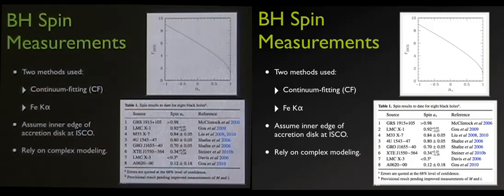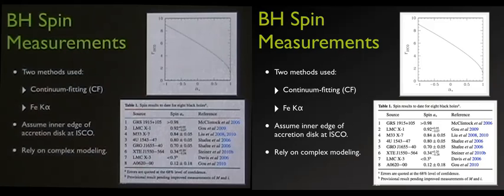So those are continuum fitting methods, and a second method, the iron K alpha, which looks for a very specific emission line from iron, and tries to find that in the spectrum from the accretion disk. Now, both of these methods are very difficult to extract measurements from. It requires a lot of very, very precise modeling of what the emission of these things look like.